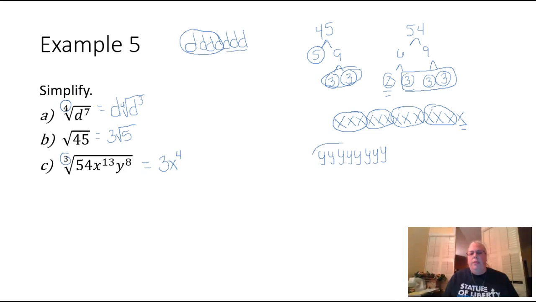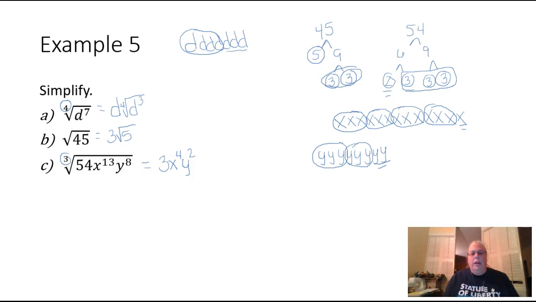All right, and then let's look at our y to the 8th. I need groups of 3. Here are 3 y's. Here are 3 more y's. There's only 2 y's there, so I can bring a y out in the front. I'm going to put a 2 exponent on it because I had 2 groups of 3. These 2 y's are going to have to stay underneath because remember I needed 3 of the same thing. I only have 2 of them left.